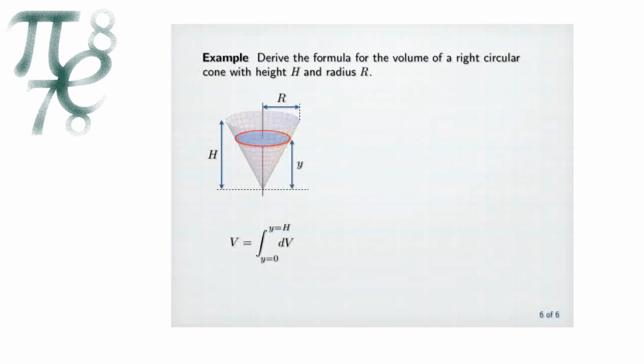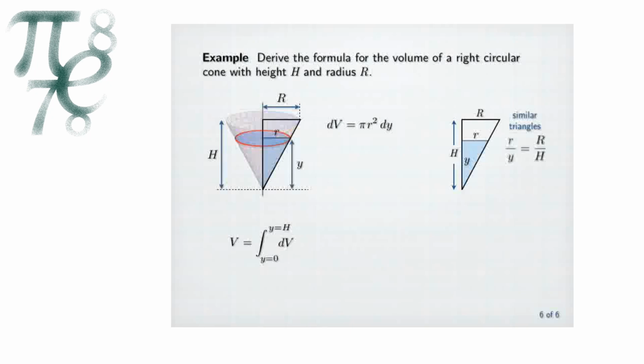Now, cross-sectional area will be given by pi times radius squared, and so dV equals pi times little r squared dy. We need to express little r in terms of y, so let's look at the central vertical cross-section of the cone. The similar triangles tell us that little r divided by y here is equal to capital R divided by capital H. Multiplying by y, we have little r equals capital R over capital H times y.